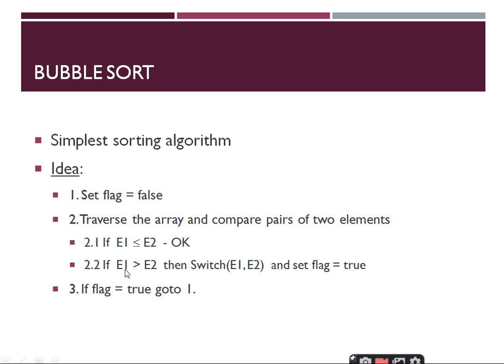But if E1 is greater than E2, that means the first element in the array is greater than the second element, then we need to switch their places. We need to swap them, that means interchange them. So the value at E2 will go to the first position, and the value at E1 will come to the second position. Okay, and here we set the flag as true.